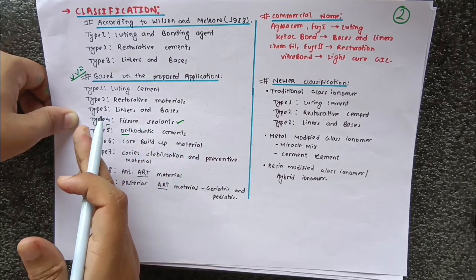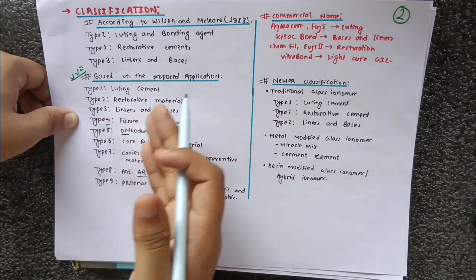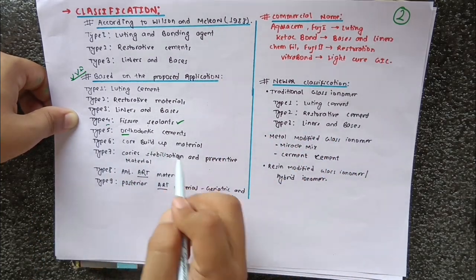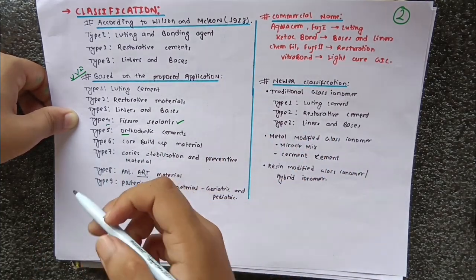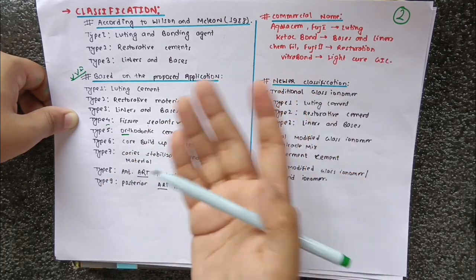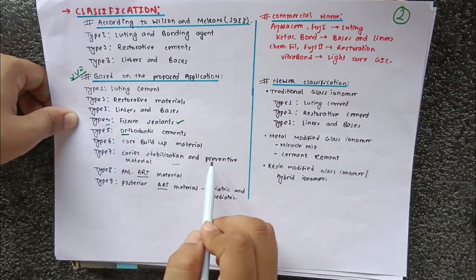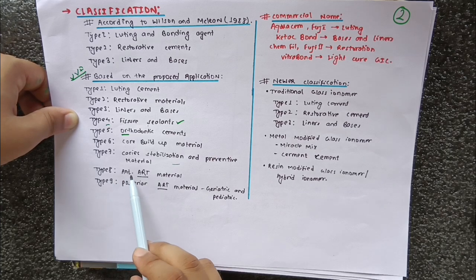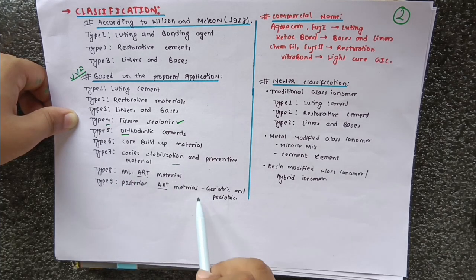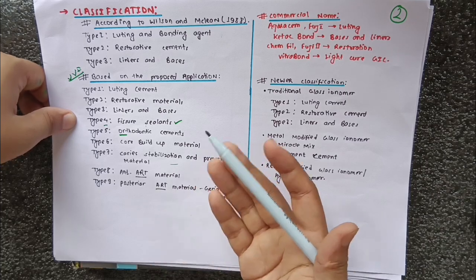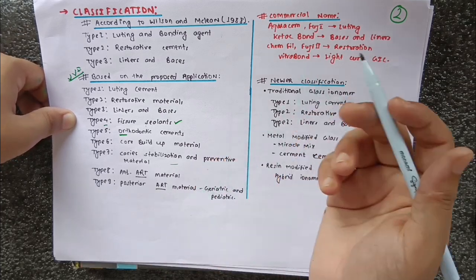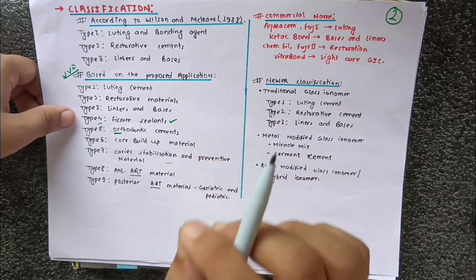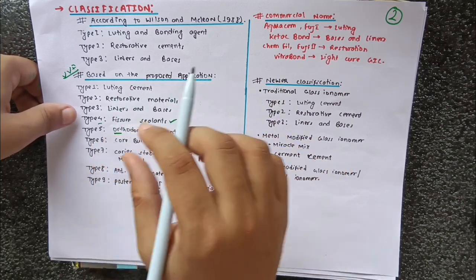So what the type is and what the cement present in that type is, you should tell thoroughly. You can't mix anything. And type 6 core build up material, and type 7, as it is anti-carcinogenic, those types of cement, caries stabilization and preventive material, come under this group. And in type 8 and type 9, type 8 is anterior ART material and type 9 posterior ART material, for geriatric and pediatric patients. So remember like that. You can also make your own way to remember this classification, but you should remember all these types of the glass ionomer cement.